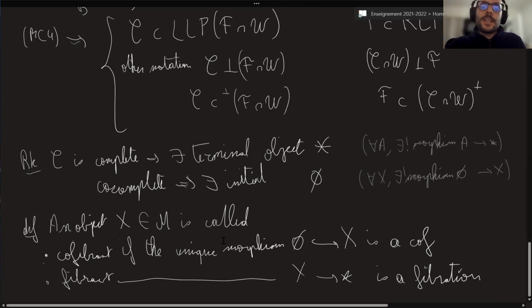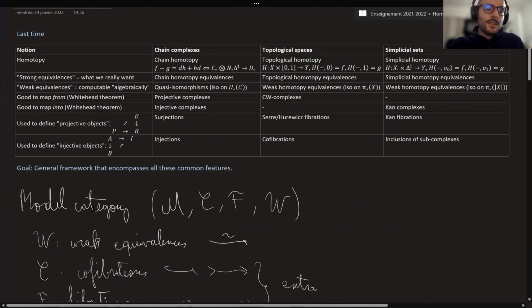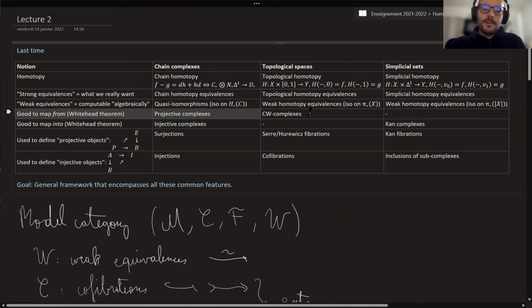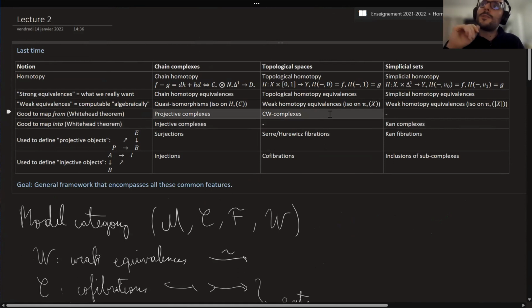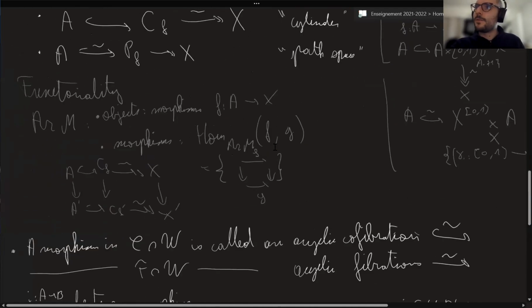Just to give you an idea, cofibrant objects are going to be the objects which are good when you map out of them, whereas fibrant objects are going to be those which are good when you map into them. So for example, Kan complexes or injective complexes are fibrant, and cofibrant objects you should think about as projective or CW complexes. This is quite important in the theory.